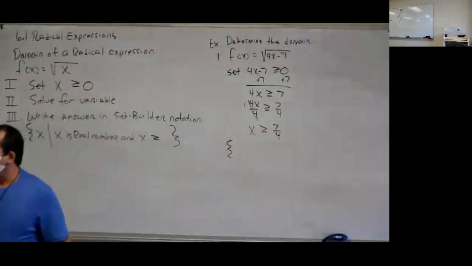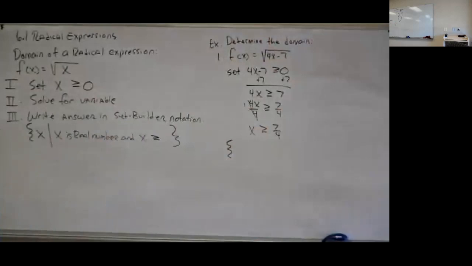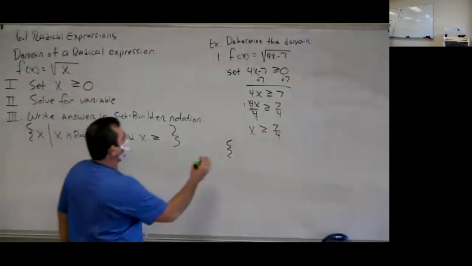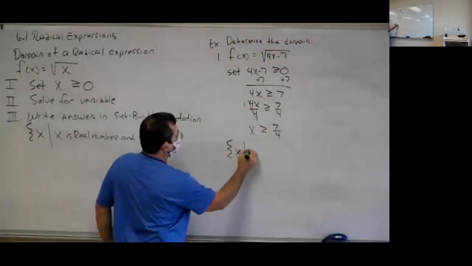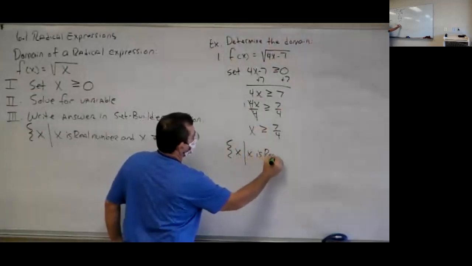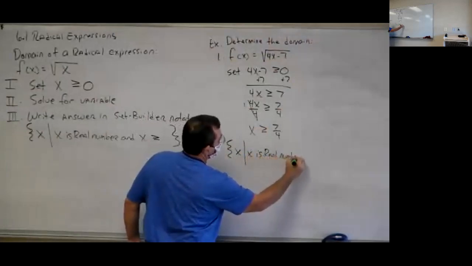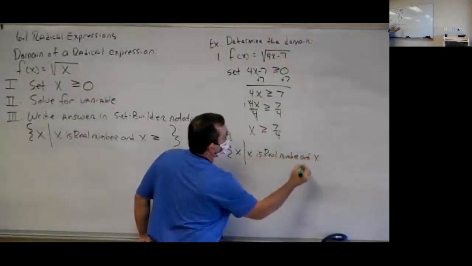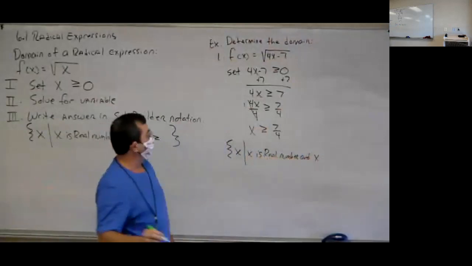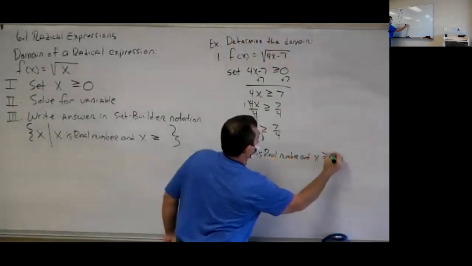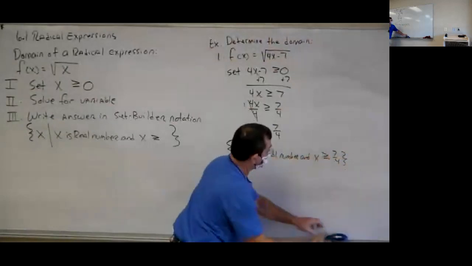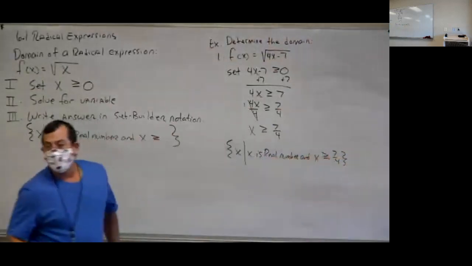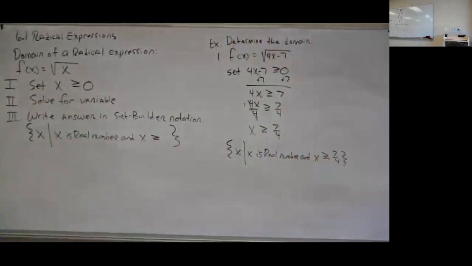And I'll do one just doing that so y'all see what I'm talking about. So this answer would actually be x such that x is a real number and x has to be greater than or equal to my 7/4. Be careful on these answers because they'll have greater than or equal, less than or equal, not equal, and they'll use different symbols on those, okay?